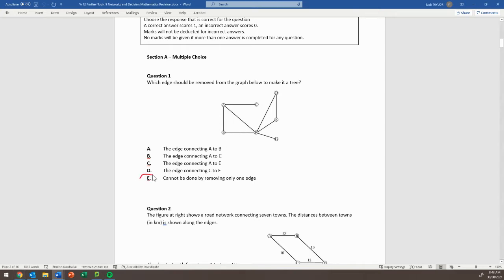So the answer for this one is E. It cannot be done by removing only one edge. If you look at the connection between A to B, if you get rid of that, we still have a cycle over on the right-hand side there.